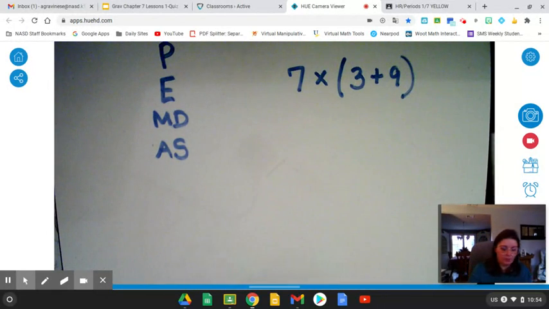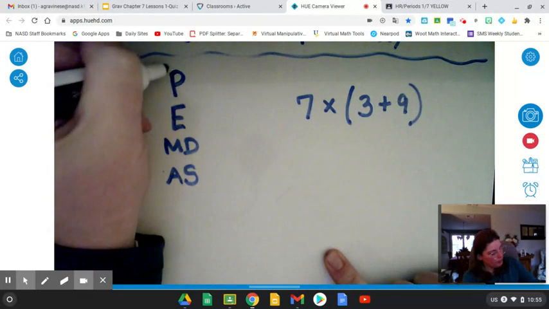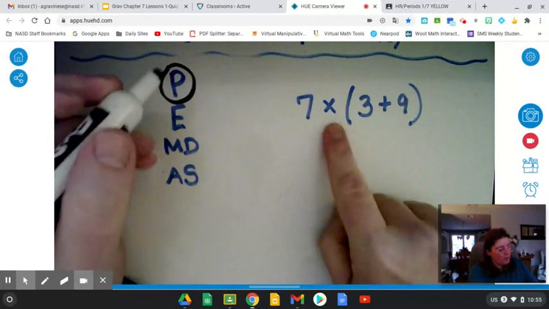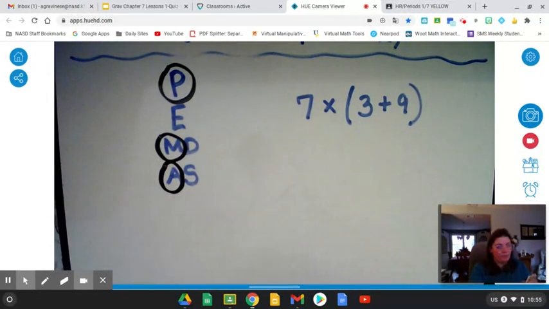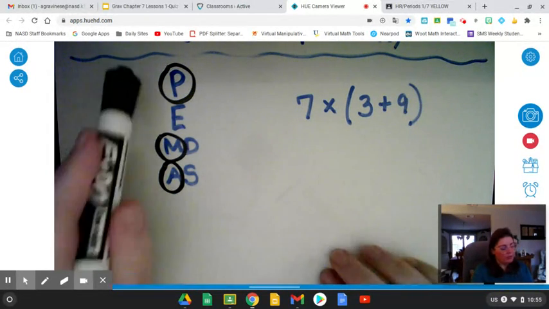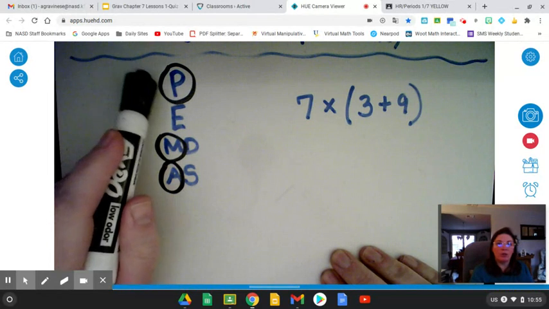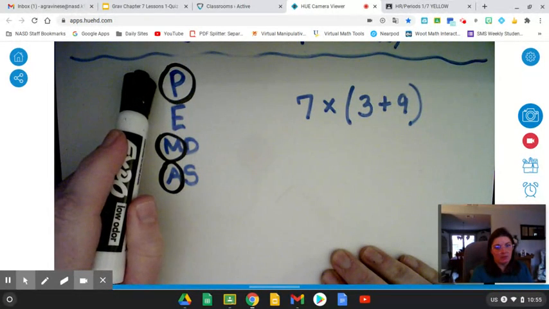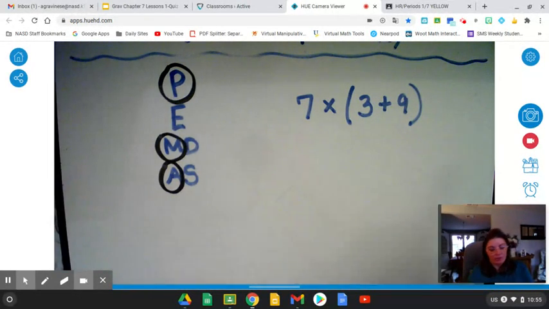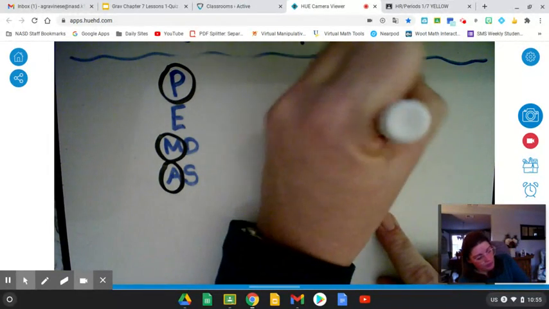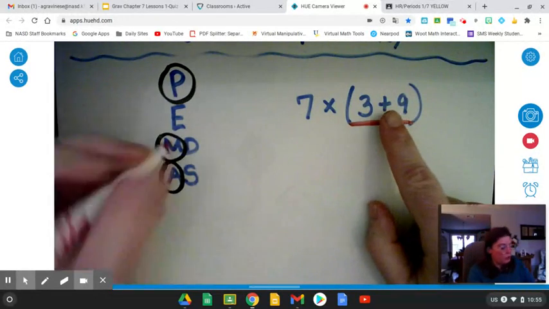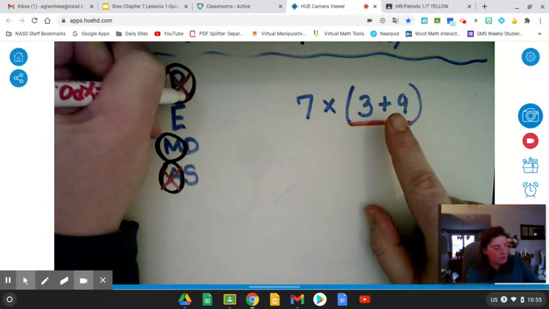All right, so I'm still going to do my little checklist. I do have parentheses, and I have multiplication, and I have addition. Now, be careful, because parentheses will always go first. We evaluate what's inside of parentheses, and that has to be our very first step. So when we evaluate what's inside of the parentheses, what are we doing? We're using that addition with the parentheses.